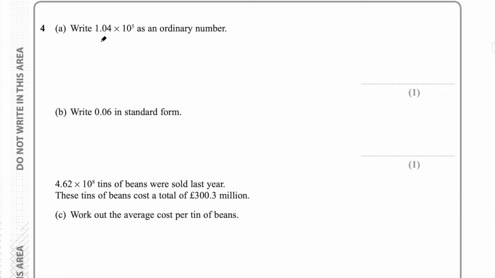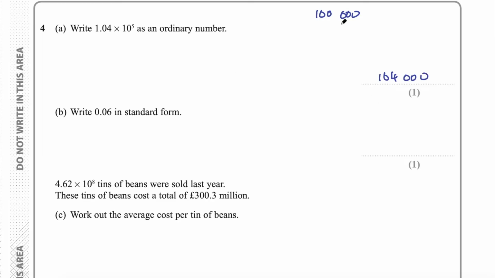Question 4 part A says write 1.04 times 10 to the power 5 as an ordinary number. So this is in standard form. How do we convert from standard form? Just think of this number as 1 with 5 zeros. That's 100,000. So this is 1.04 times 100,000. Or what's 1 times 100,000? That's 100,000. So 1.04 would be 104,000.